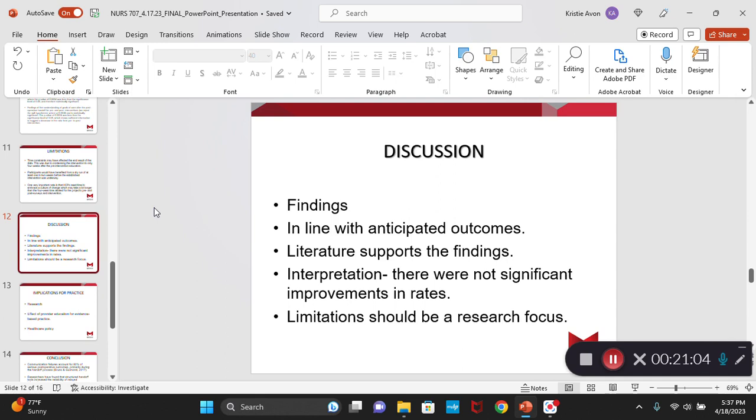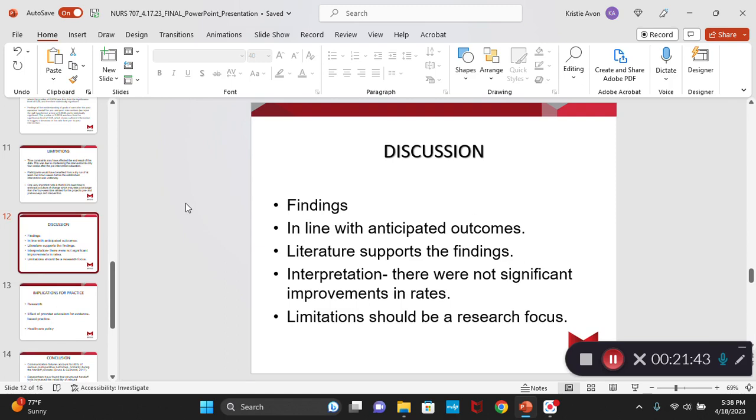Discussion on the findings. We talked a little bit about that. They were in line with the anticipated outcomes. The literature supports the findings, and there were not significant improvement rates even after the intervention. And I truly believe that the limitations should be a research focus. The findings of the research study pretty much fell in line with the outcomes, and I had heard from the administration that employees at this hospital have longevity and that it might be very difficult to have them turn around and try something new because they've done it that way for many years.